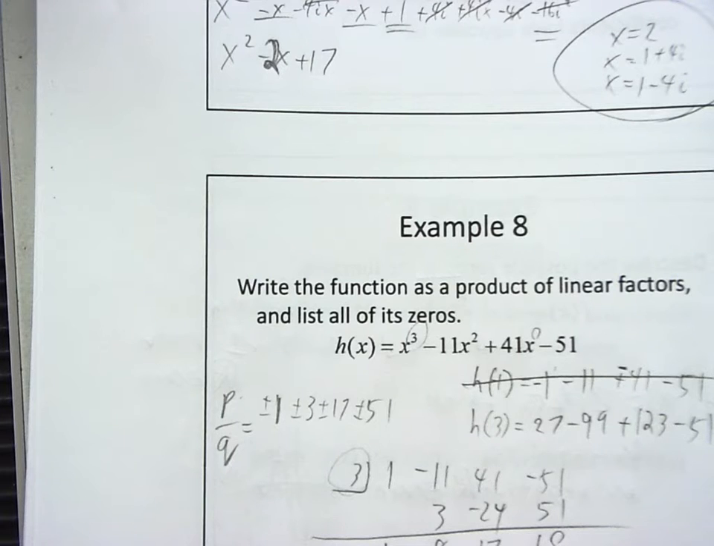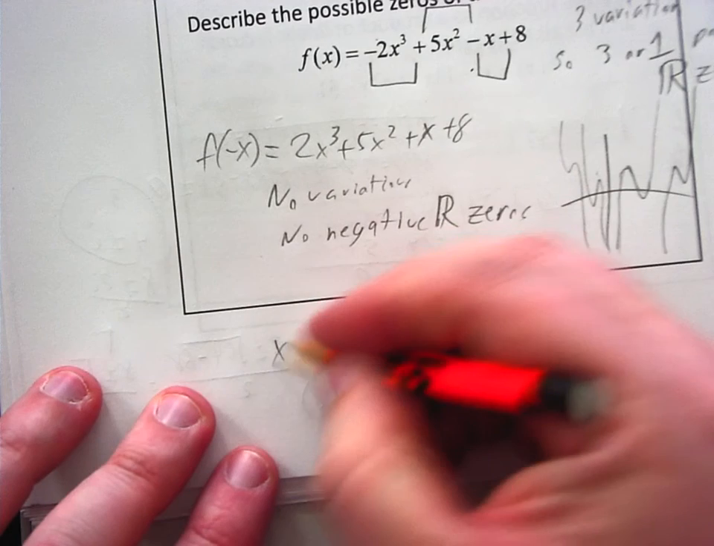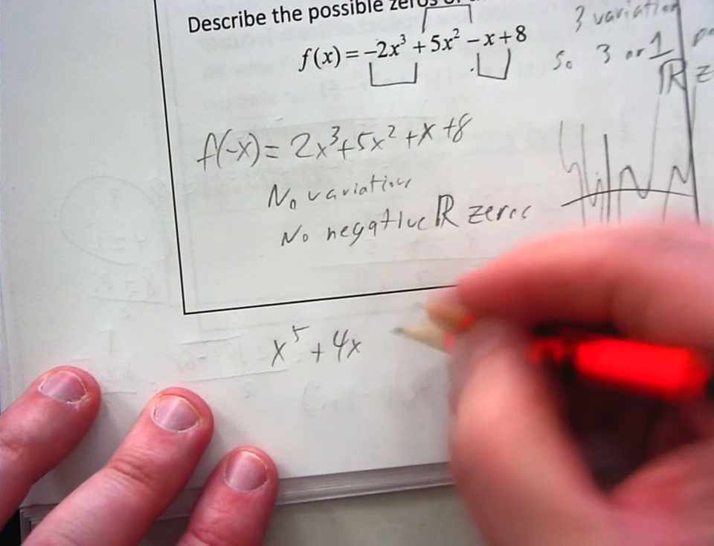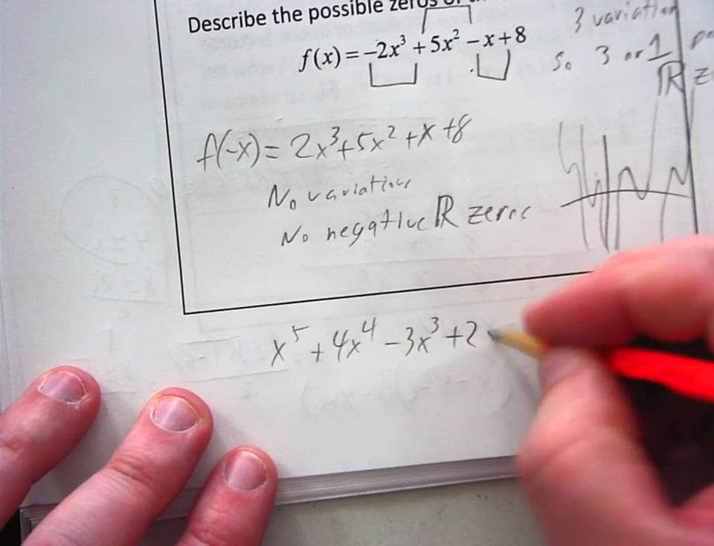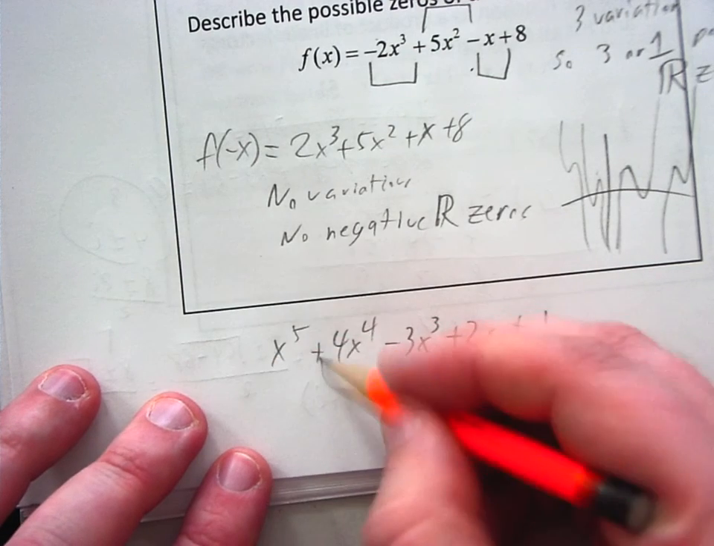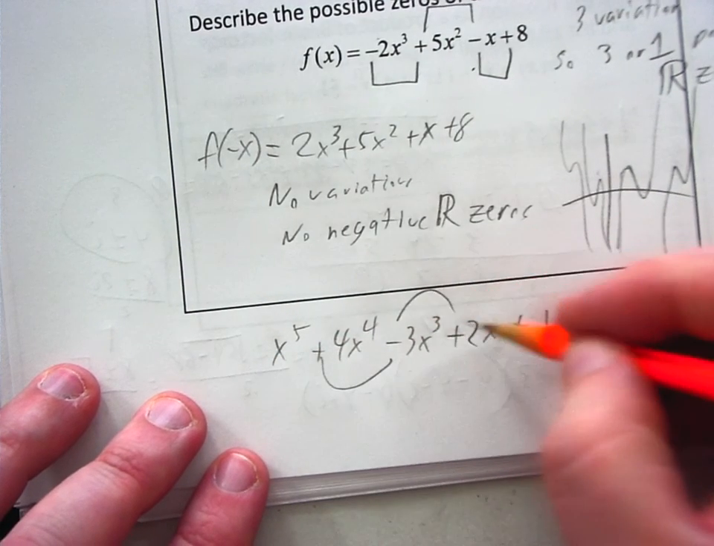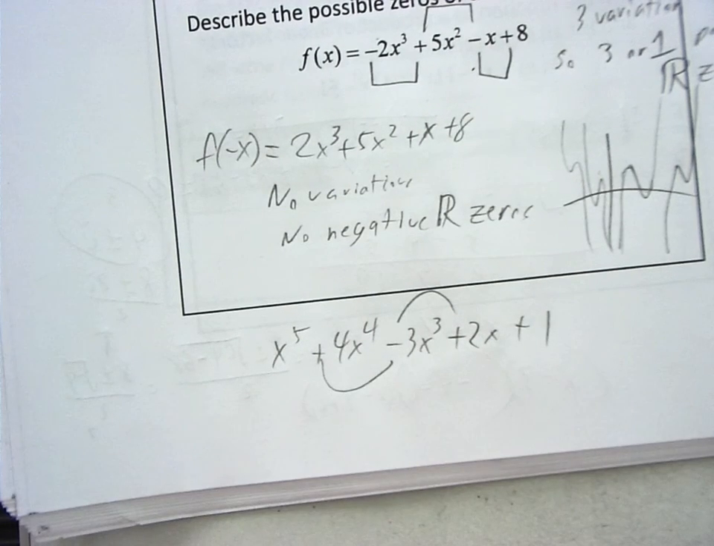Questions? Yes? Okay, so to be a variation, do they have to be next to each other? Yes, they have to be consecutive. So as you're going along, if I had something hideous like x to the fifth plus 4x to the fourth minus 3x to the third plus 2x plus 1, I don't have any variations until I get to here. Then I have another variation, that's it. There's only two variations in that one. That's what that's talking about.